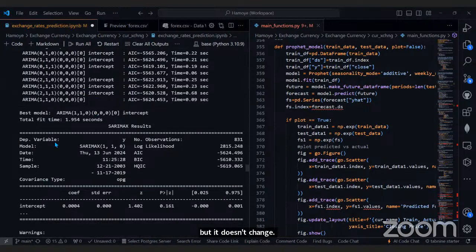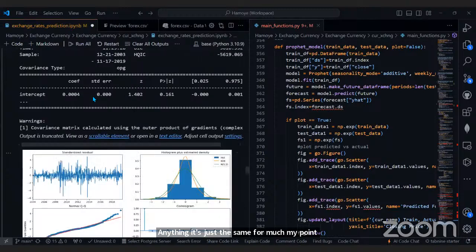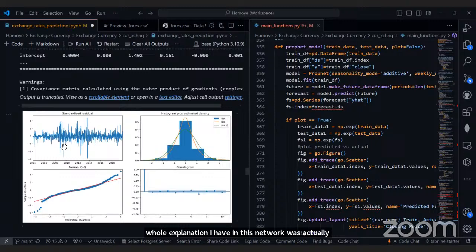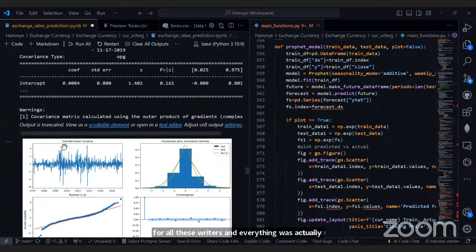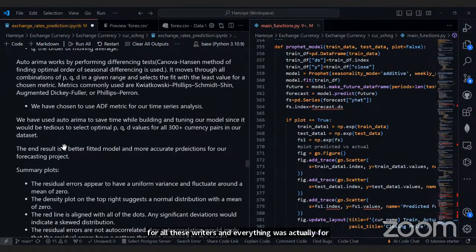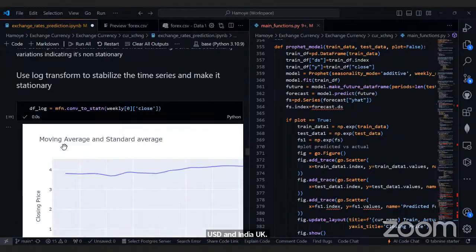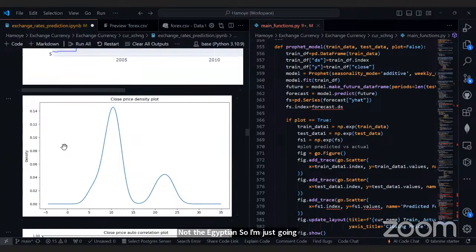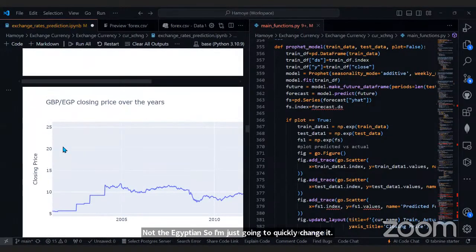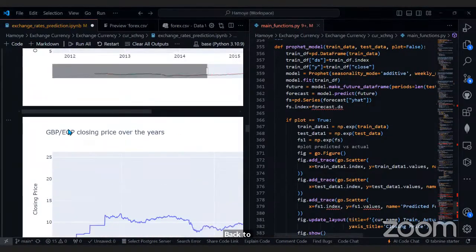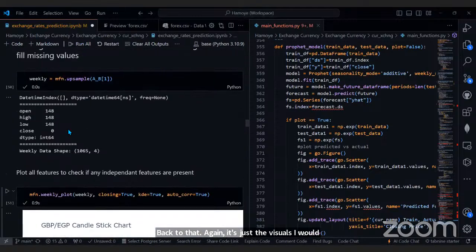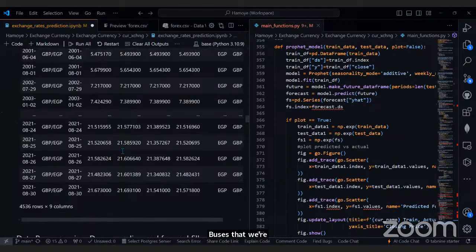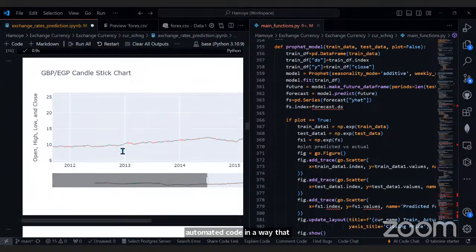My point is the whole explanation I have in this notebook, all these write-ups and everything, was actually for USD and Indian rupee, not the Egyptian pound and British pound. So I'm just going to quickly change it back to that. Again, it's just the visuals that will change, but it's the same process that we're taking. Like I told us, this code is an automated code in a way that you can always change it to whatever exchange you want.